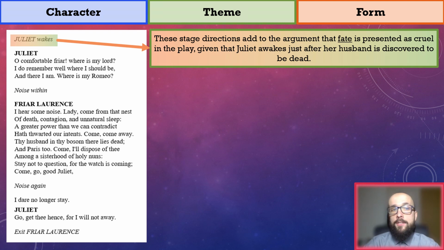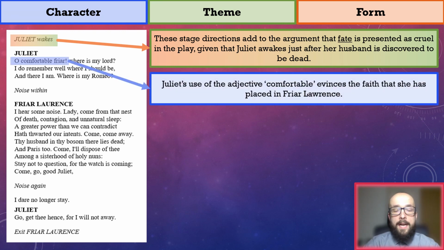The first person Juliet sees when she awakes is Friar Lawrence, who she describes with the adjective comfortable. This adjective evinces the faith that Juliet has placed in the friar, for it suggests that she is at ease in his company and totally trusts that he will help her and Romeo to reunite.